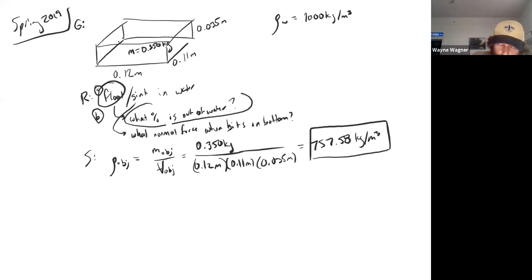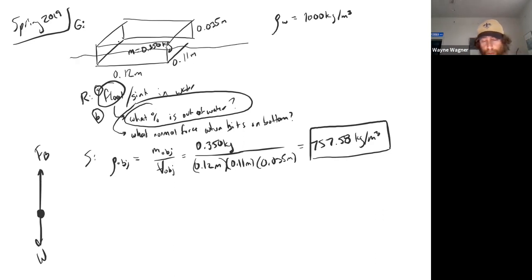So we want to know what percent of this is out of the water when it floats. We're going to have to do a little free body diagram. We've got the force of buoyancy going up and the weight going down. It's going to be partially submerged, we just don't know how much is above or below. So the sum of the forces in the y direction equals 0, so the force of buoyancy minus the weight equals 0.